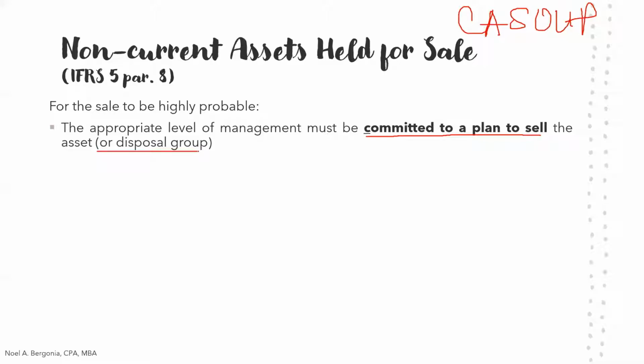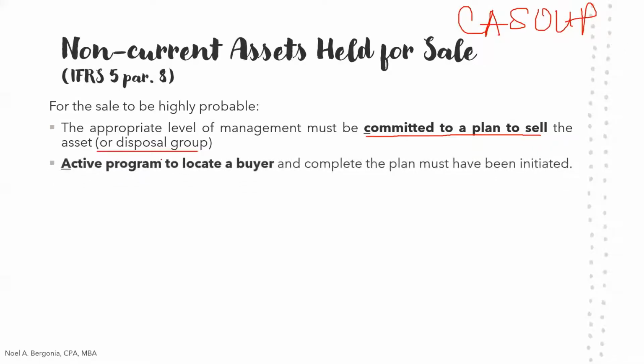Because if they are committed to continuous use, then we could not say that the sale is highly probable. Next, aside from the commitment to the sale, there should be an active program to locate the buyer, because we want to complete the plan. That's why we are locating the buyer.